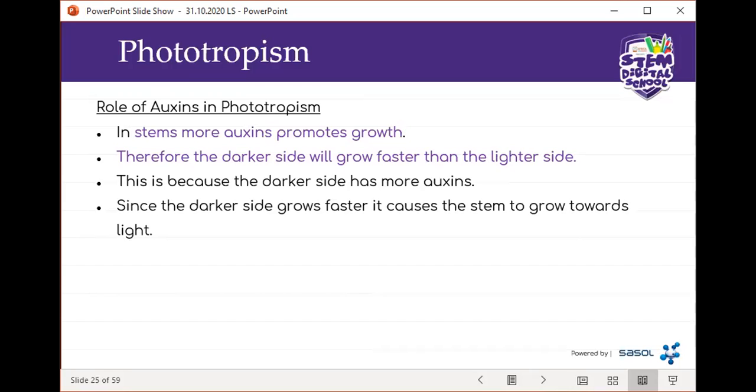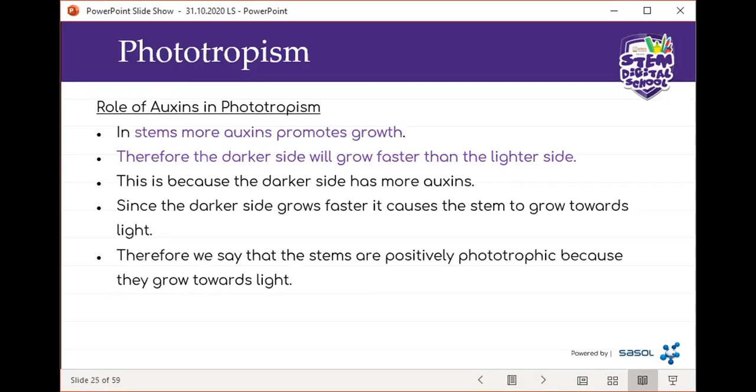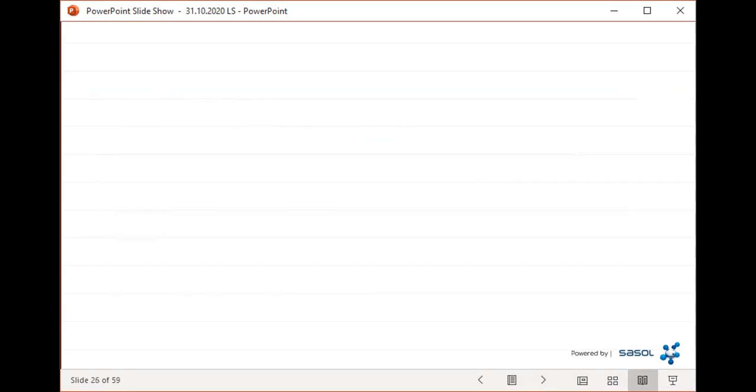So now, since the darker side grows faster, it causes the stem to grow towards the light. Therefore, we can say that the stems are positively phototropic because they grow towards light.